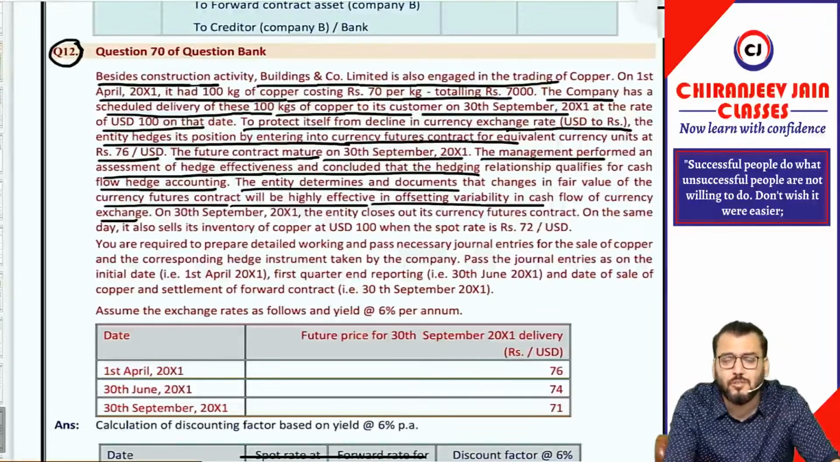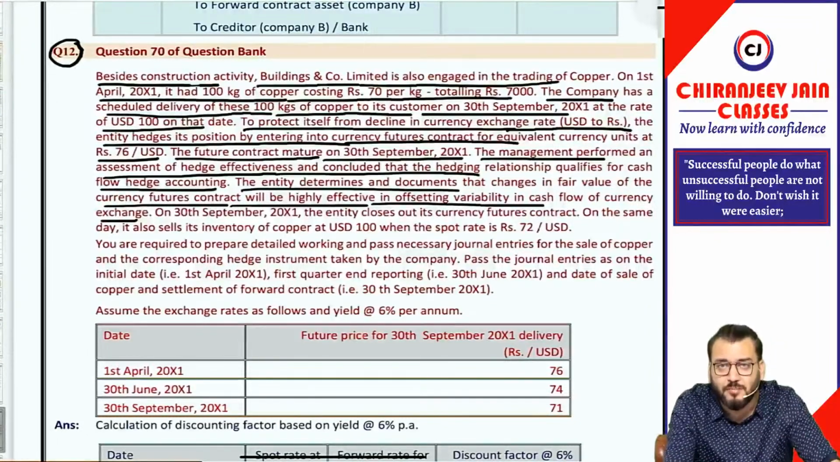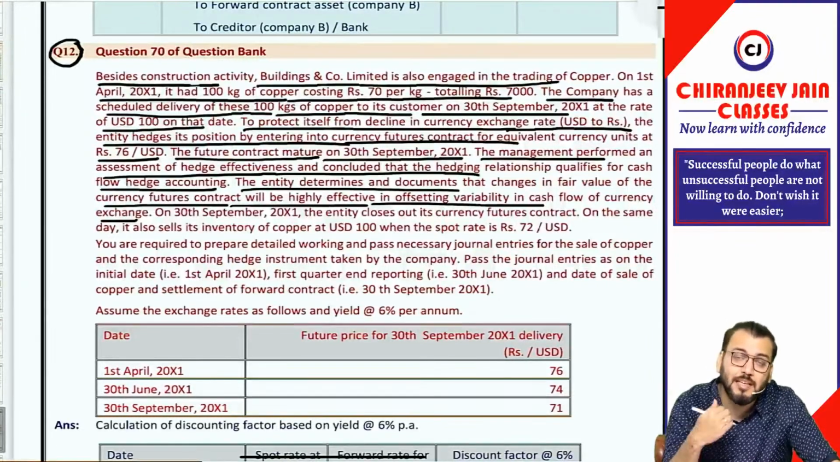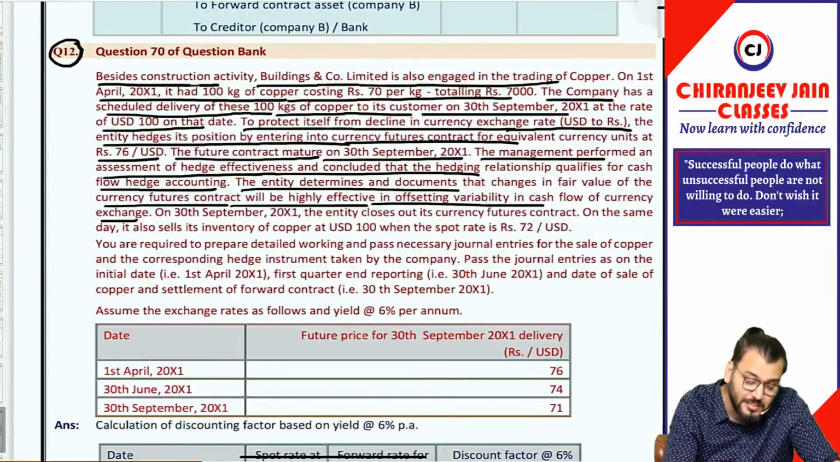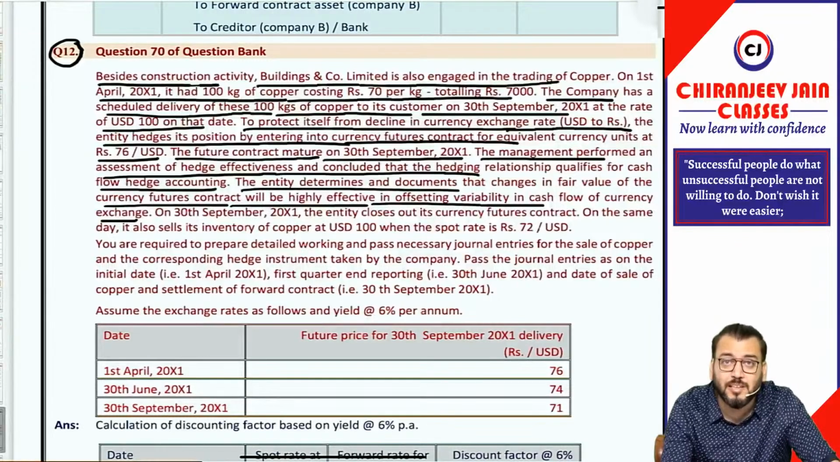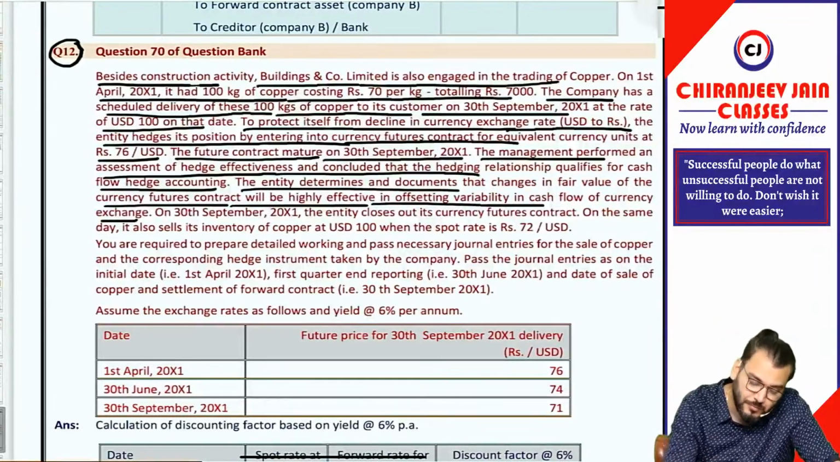So what Ind AS 109 says is that whenever a cash flow hedge is effective, then we transfer any fair value gain or loss of that derivative contract to OCI, and it will be accumulated in the cash flow hedge reserve. But if it is ineffective, the entire gain or loss will be transferred to P&L. This is given under Ind AS 109. So if it is effective, then we need to open one cash flow hedge reserve account.